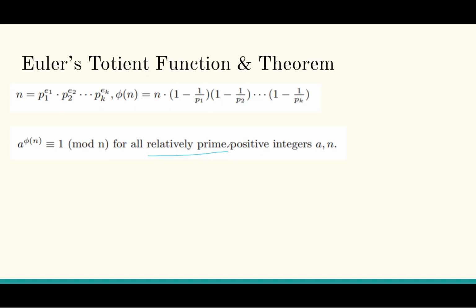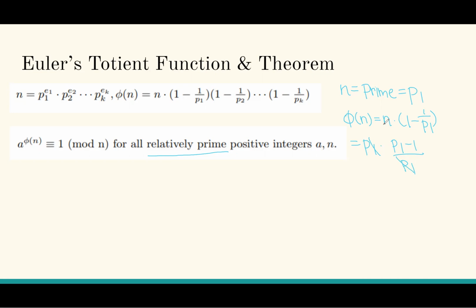And a small thing I want to note is that if n is a prime, then let's say n is equal to p1. Then the totient function of n is equal to n times 1 minus 1 over this, which is equal to p1 times p1 minus 1 over p1, which is equal to p1 minus 1.